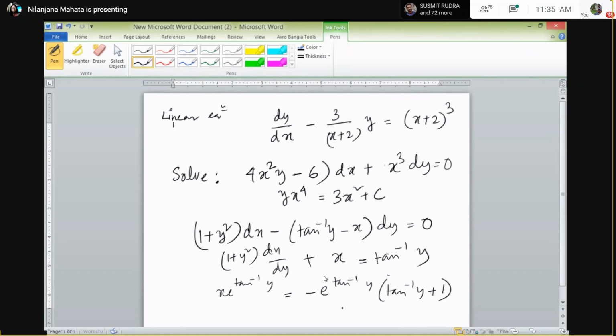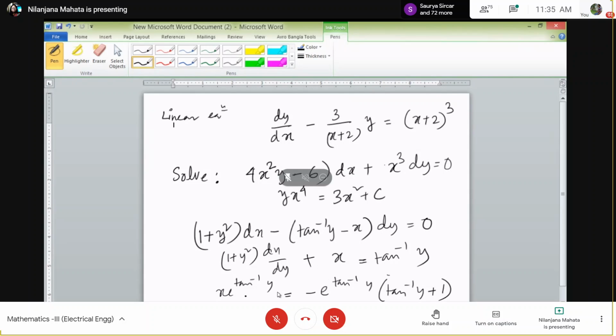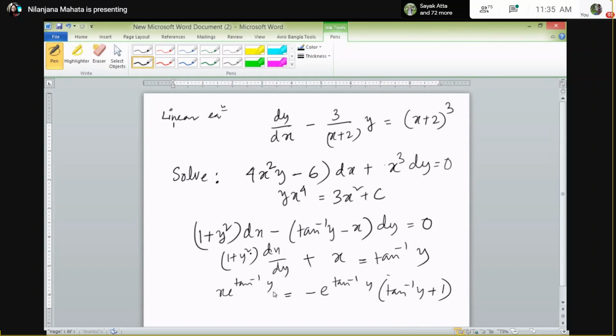Ma'am, that will be e to the power minus tan inverse y. No, sorry, minus, sorry. Because I have made a mistake in the IF: it will be 1 by 1 plus y square dx. So you will have e to the power tan inverse y, plus e to the power tan inverse y, tan inverse y. This will be minus 1 here, not plus 1.